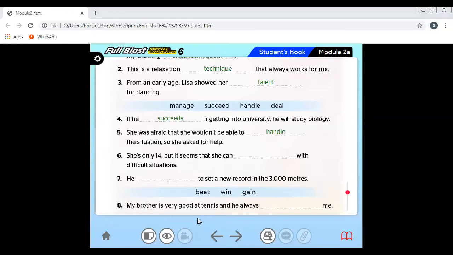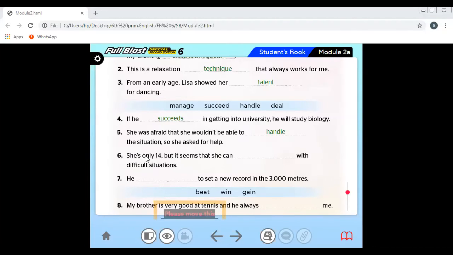Okay, let's go. Farida Ahmad Badawi. She's only 14, but it seems that she can deal with. She can deal with. Brilliant, Farida, because of the preposition with. Thank you, my dear. Let's go to number seven.